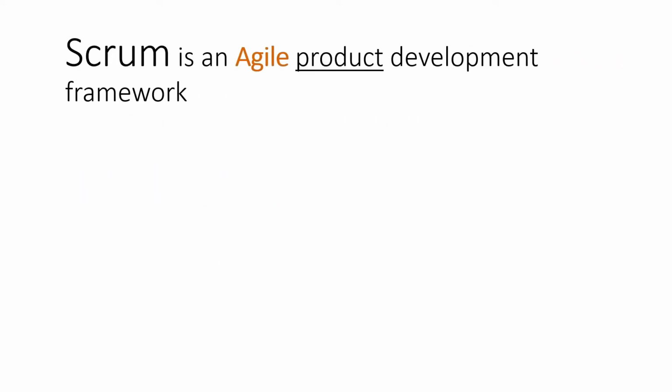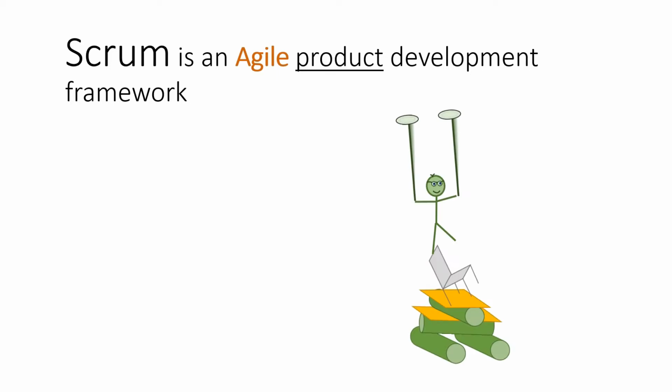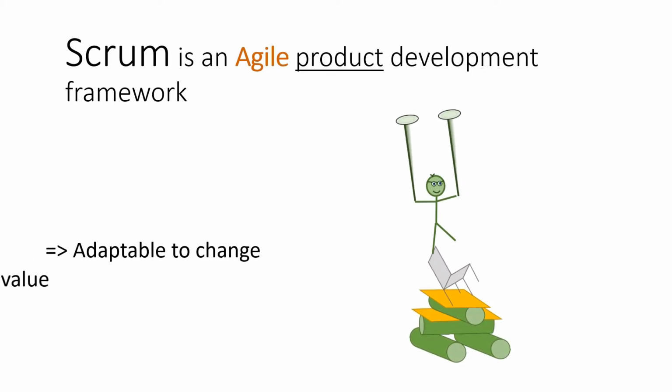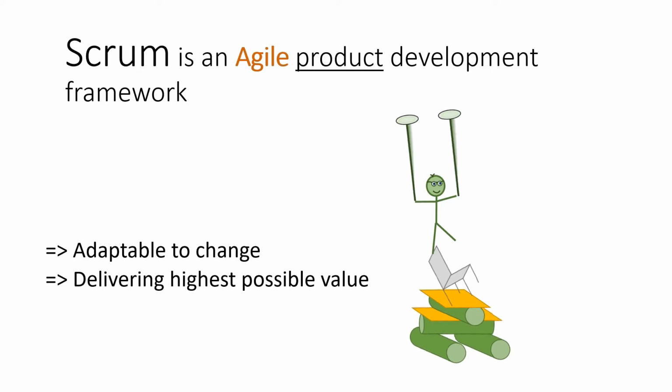It is not really a project management methodology, despite what many people say. But you can use Scrum in a project if it consists in building a product. As any agile framework, it is adaptable to change. It is as well meant to deliver the highest possible value the team can come up with, value that is reassessed on a regular basis.